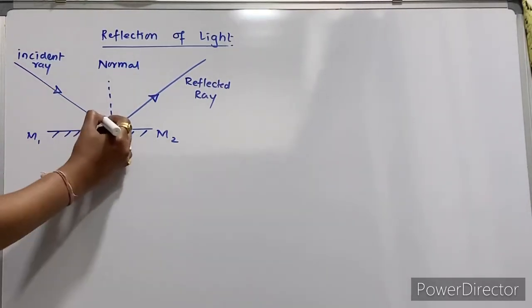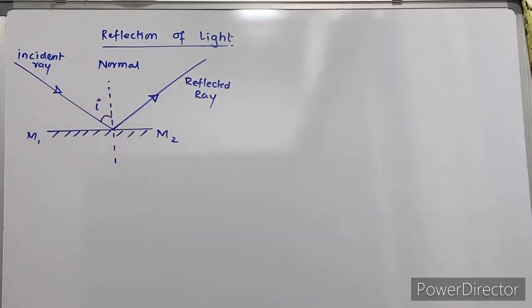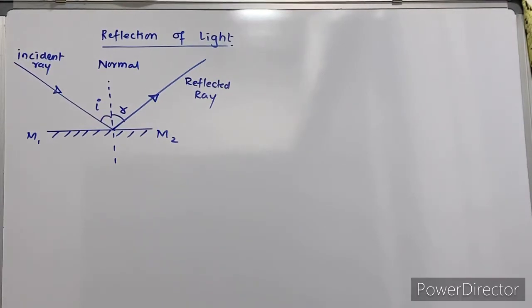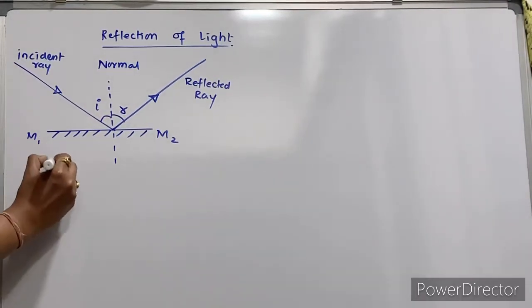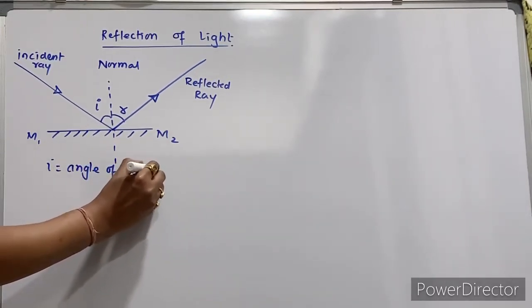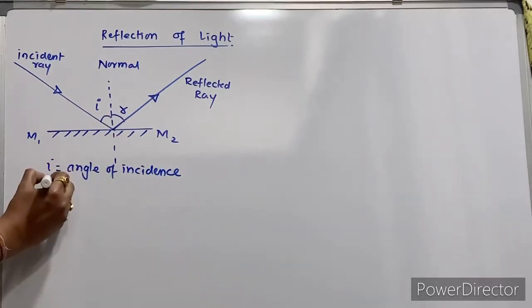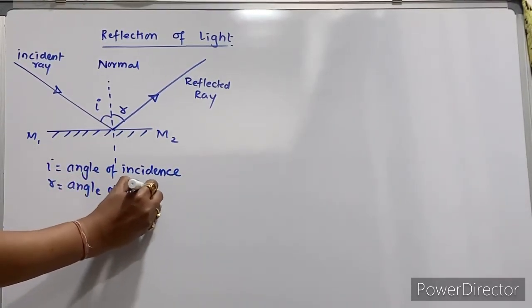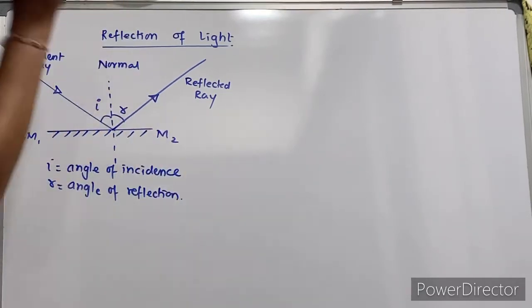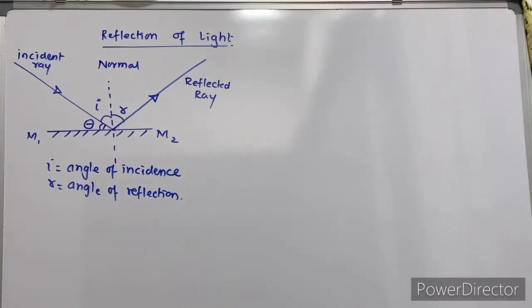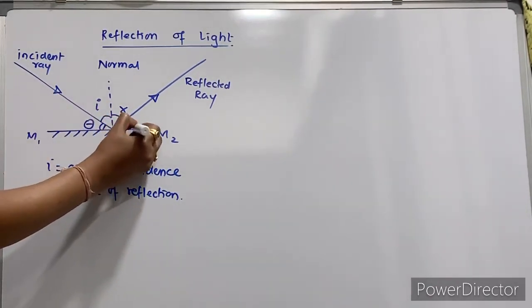Now, I is the angle of incidence, and R is the angle of reflection. Right? So I will write here: this I is the angle of incidence, then R is the angle of reflection. And what is this angle? I am calling this angle theta. So therefore this is also theta, right?